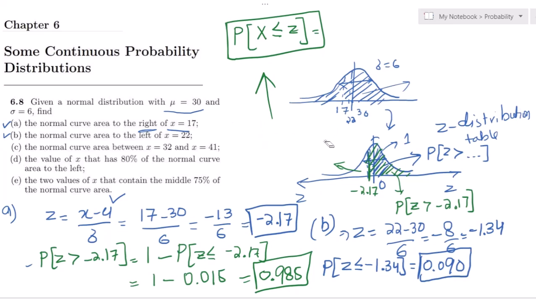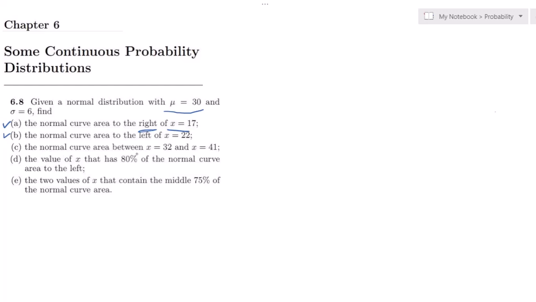So let me first remove all of this. In part C, the normal curve area between x equal to 32 and x equal to 41. So this is part C and this is x equal to 32 and x equal to 41. What do we have to do? We have to convert them both into the z value. So z would be equal to x minus mu divided by sigma, where mu is the mean, sigma is the standard deviation, as we have studied in our previous video.